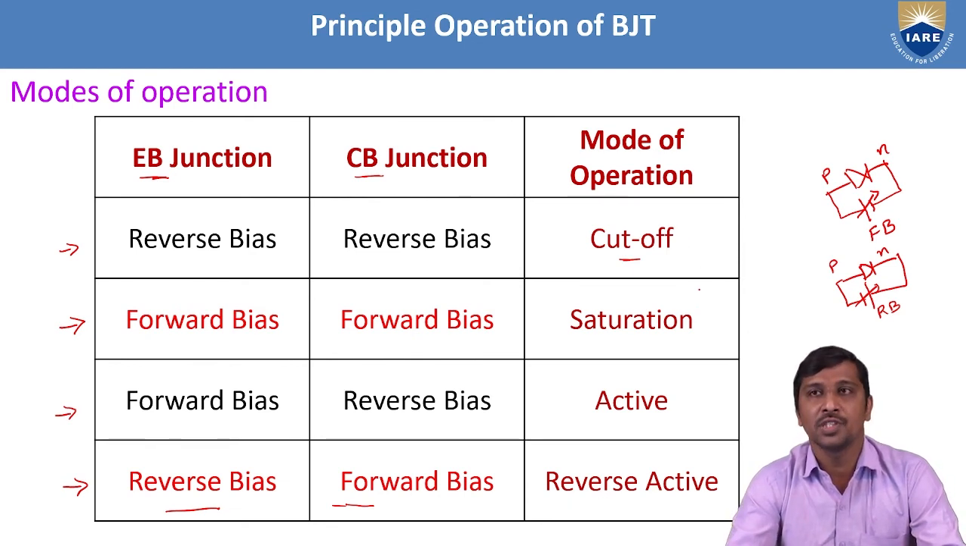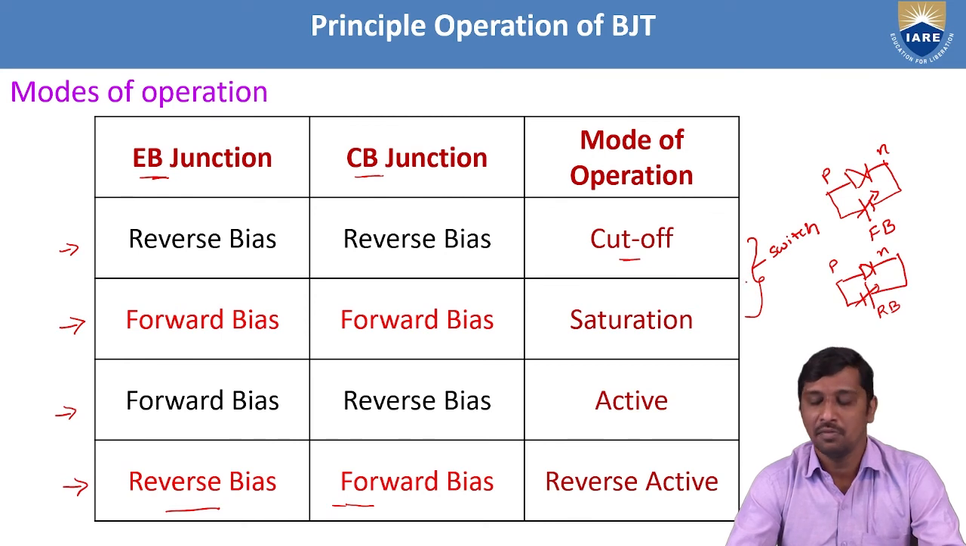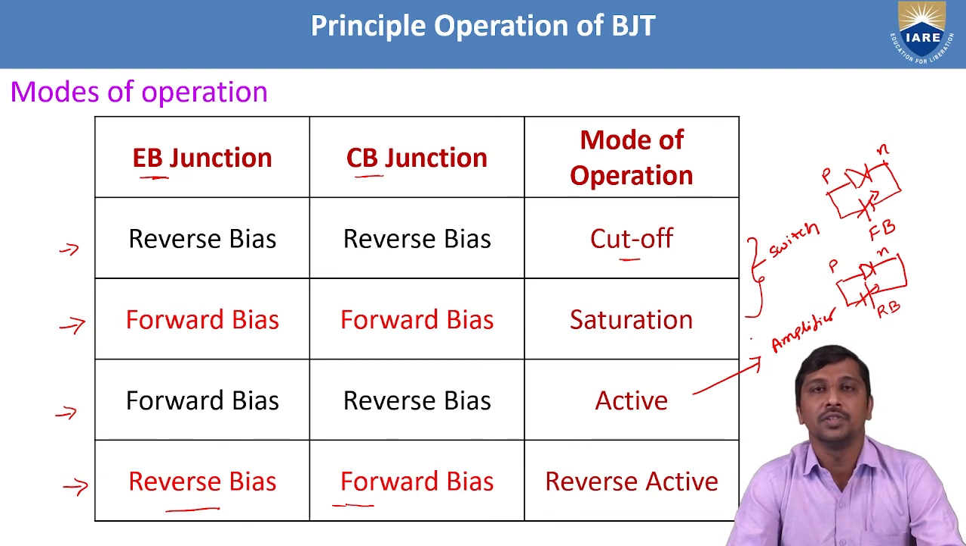Now based on these modes of operation, if you want to utilize the transistor as a switch, we need to use these two modes. Under cutoff and saturation, the transistor acts as a switch. And the major application of the transistor is as an amplifier. If you want the transistor to act as an amplifier, we need to use the active mode of operation. In the active mode, the transistor acts as an amplifier. So remember these different modes of operation with respect to the biasing conditions.